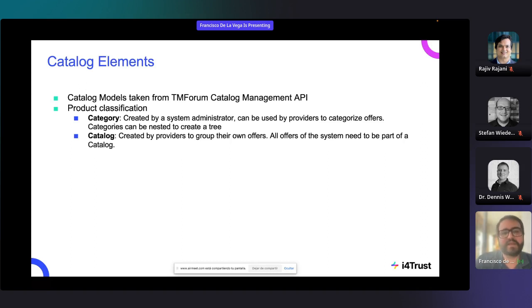The catalogs are created by the providers themselves. So the provider can create different catalogs in order to group their own offers. The catalog can be used in order to search by catalog in a similar way as it is done by category, but just that the catalogs are created by the providers. An important note here is that all the offers in the system need to be part of a catalog. So at least you are going to have one catalog per provider.